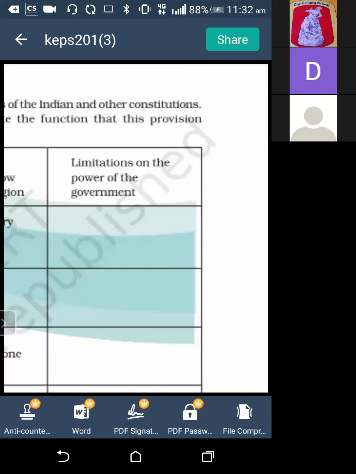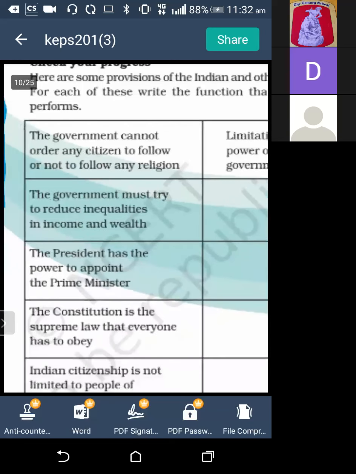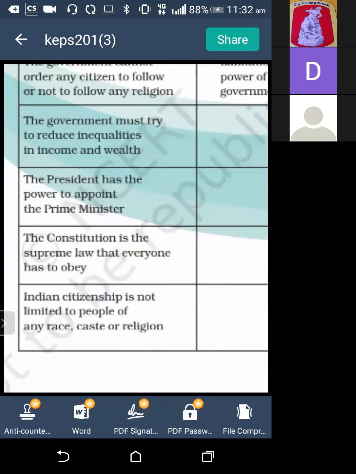So I have defined with these 1, 2, 3, third point, fourth or fifth point, you have to do yourself. Tomorrow I will discuss on the same topic.